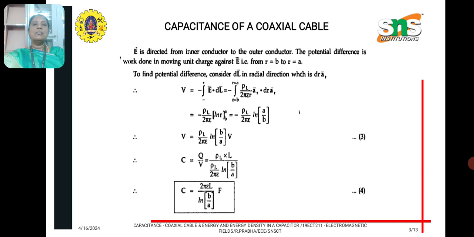So the capacitance is finally found by substituting the values of Q and V. Q is equal to rho L into L, and V is rho L by 2 pi epsilon ln of b by a. Here rho L cancels because it is in both numerator and denominator. So the final expression for the capacitance of a coaxial cable is C equals 2 pi epsilon L divided by ln of b by a, in farads. In this way the capacitance of a coaxial cable is calculated.